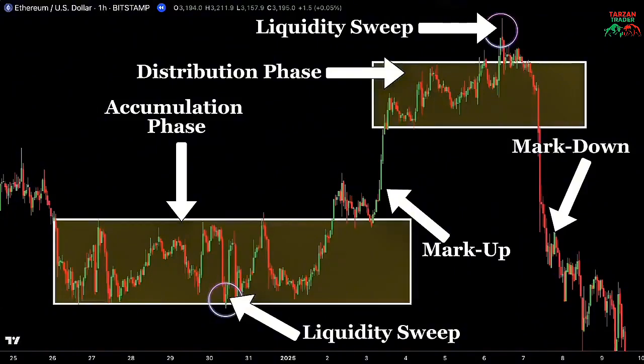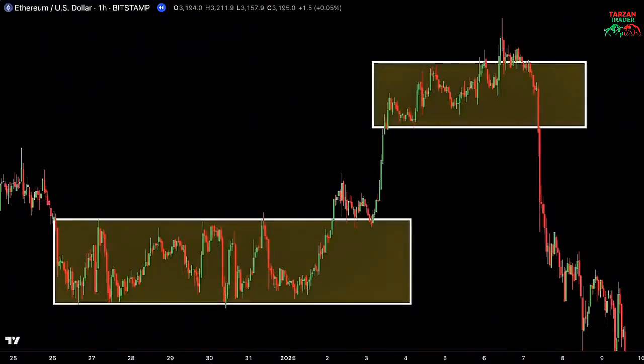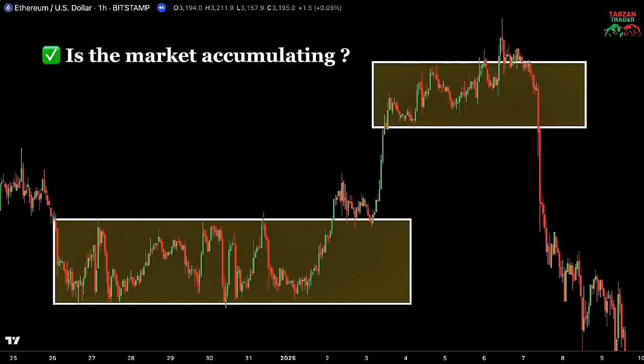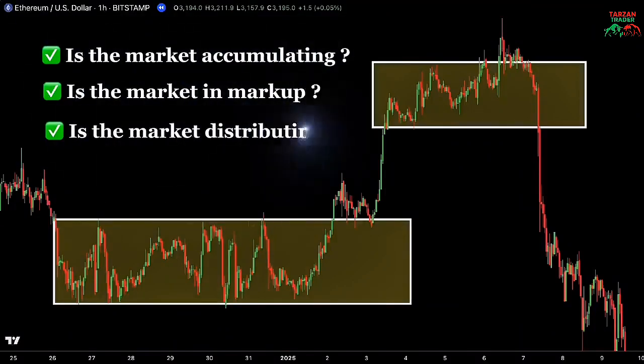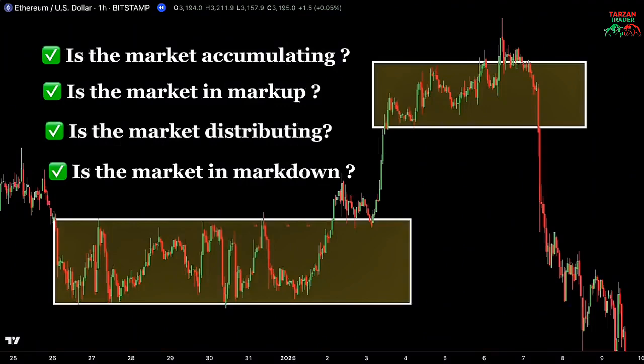With smart money out of the market, selling pressure dominates and price starts to fall. And look at what happens next. The market drops exactly as expected. By applying the Wyckoff method, you can read the market with precision. Is the market accumulating? Is the market in markup? Is the market distributing? Or is the market in markdown?